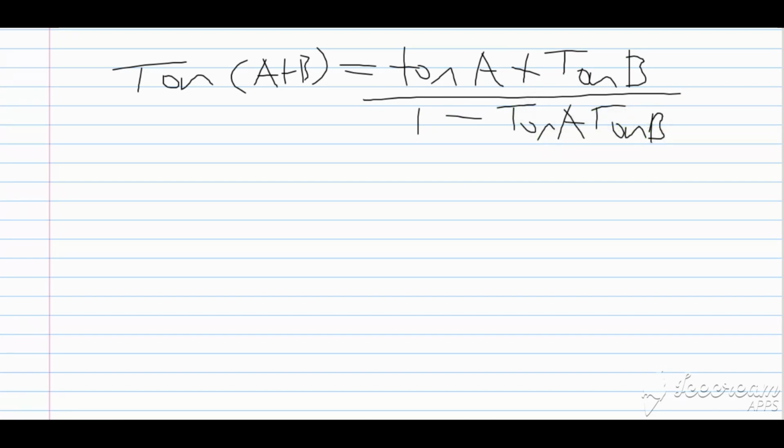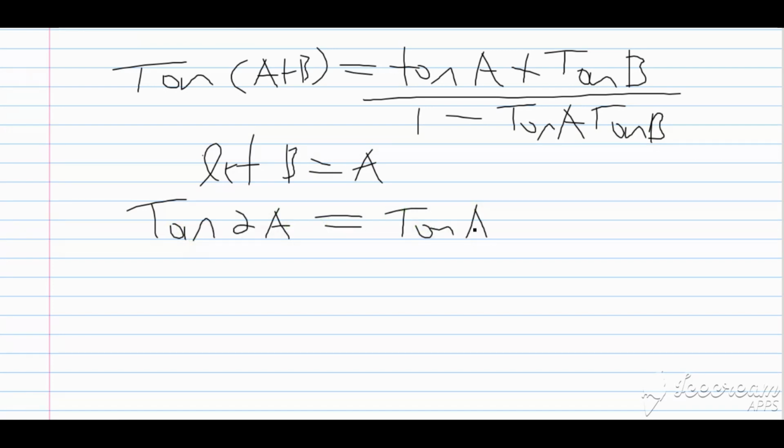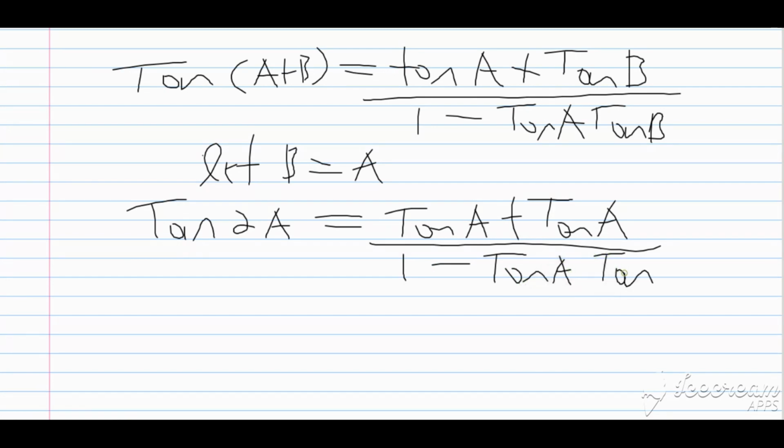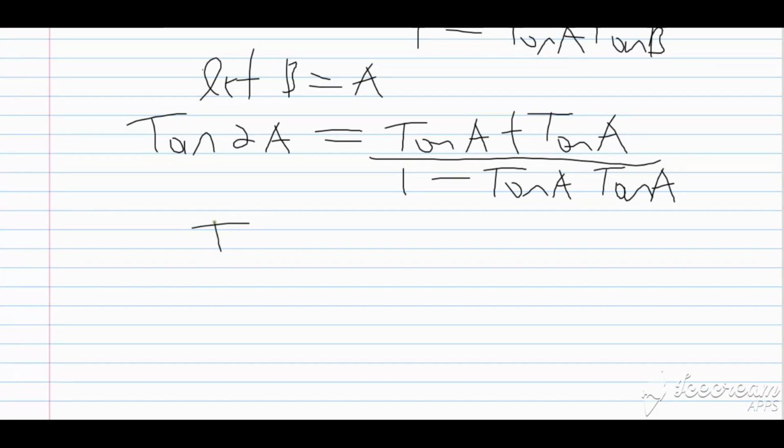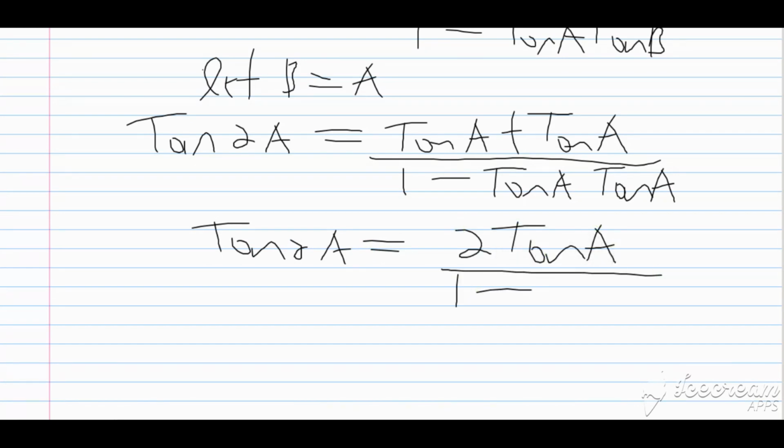All right. Now again, if we let b equal a, we're going to have tan 2a equal tan a plus tan a all over 1 minus tan a, tan a. All right, so in my numerator, there we have like terms. So we're going to have tan 2a equal 2 tan a all over 1 minus, and notice that that is tan a times tan a. So by laws of indices, we have tan squared a.